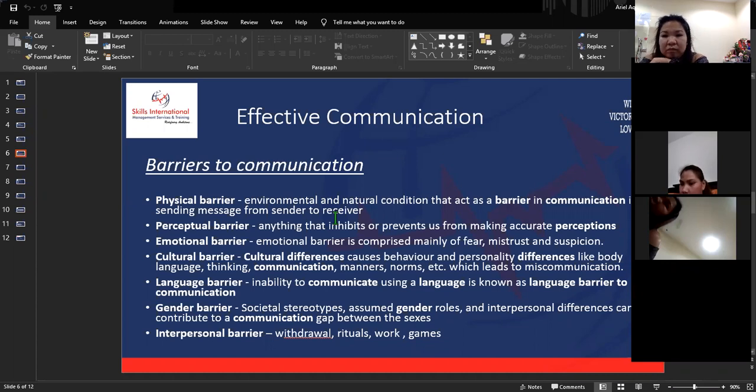Next is emotional barrier. It is comprised mainly of fear, mistrust, and suspicion. So if kung meron kang trust issues, dito papasok yung emotional barrier. So, kung hindi ka nagtitiwala doon sa kausap mo, you will have this barrier. Or if you have a fear on the content of the communication na meron kayo, this will take part of the communication barrier.